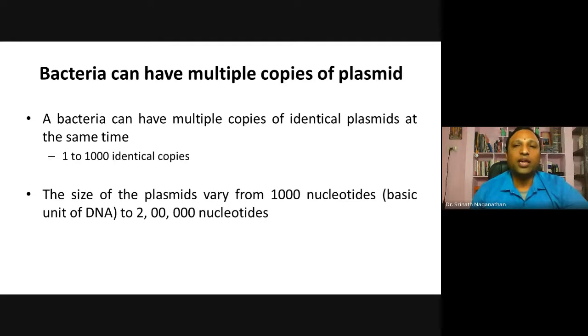Bacteria can have multiple copies of plasmid. A bacteria can have multiple copies of identical plasmids at the same time, ranging from 1 to 1,000 identical copies. The size of the plasmid varies from 1,000 nucleotides, that is the basic units of DNA, to 2 lakh nucleotides.